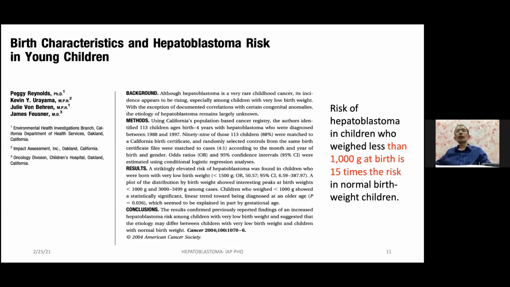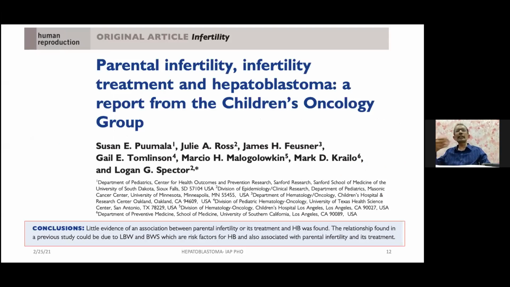Next slide. So if there are many researchers, this is COG, the conclusion is there is not much evidence to link IVF pregnancy and hepatoblastoma now or any other malignancies. But your observation may be correct because hepatoblastoma occurs in low birth weight and assisted pregnancies lead to prematurity and low birth weight. So it is the low birth weight which is more important. That is something which you should understand. Next slide.